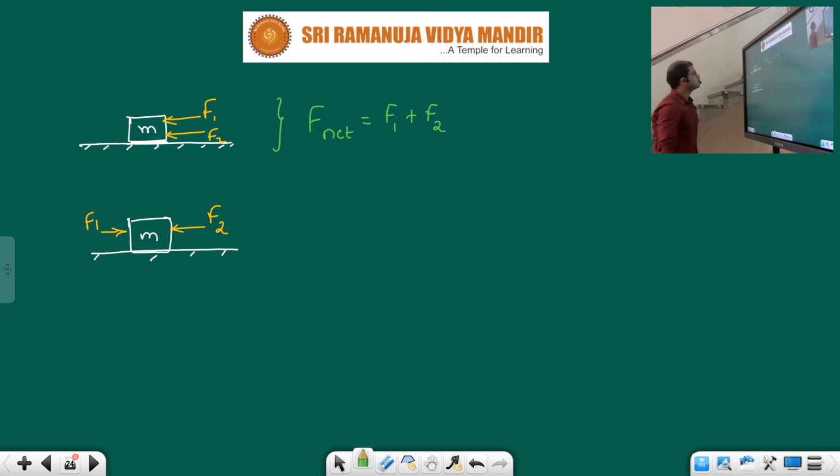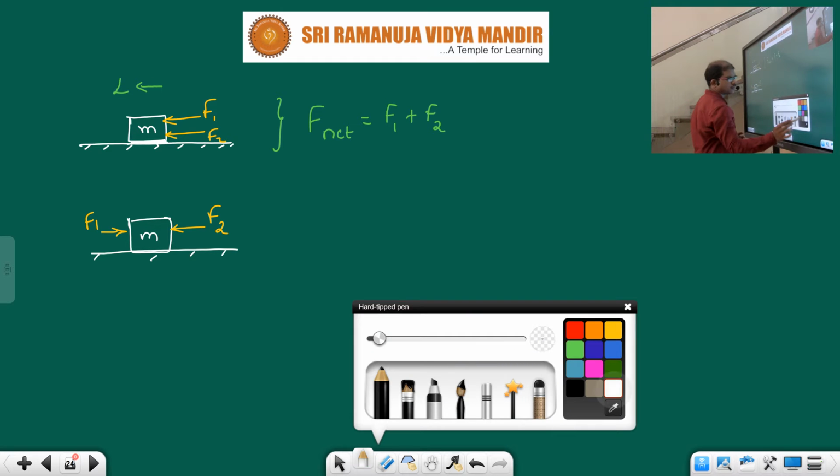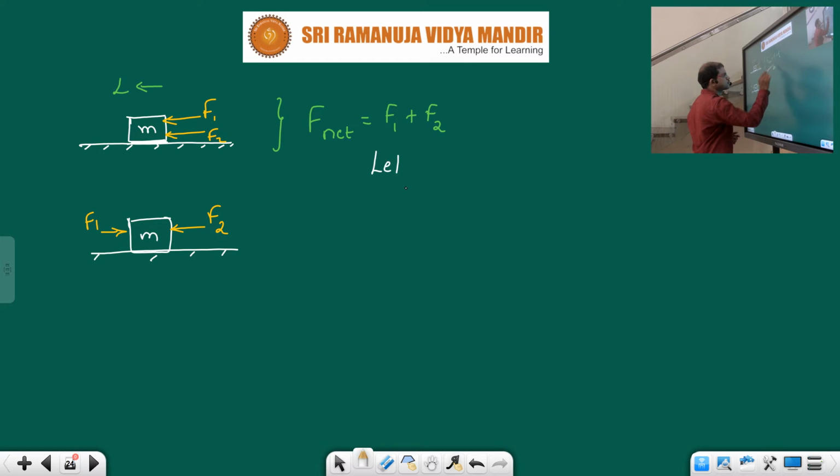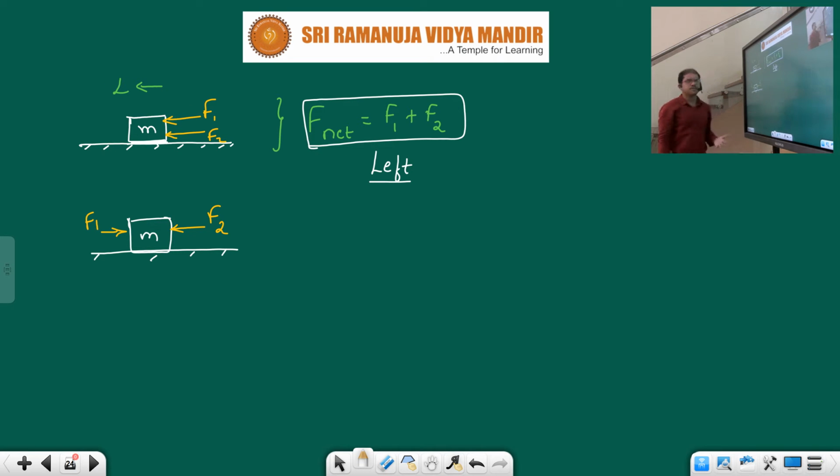In which direction is that net force acting? Left side or right side? See, children, the two forces are pointing towards the left. Clear? This is the direction, children, and this is the total magnitude.